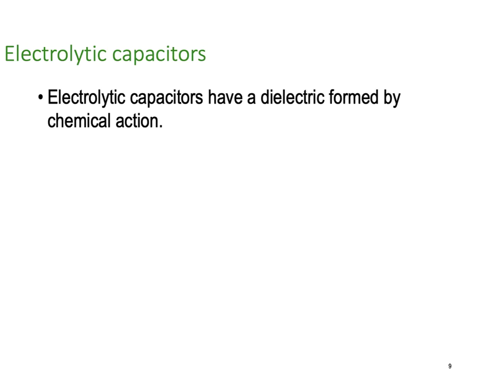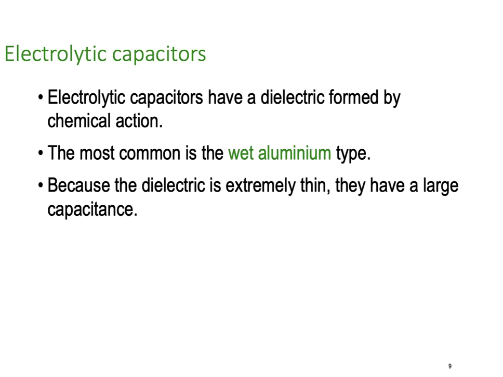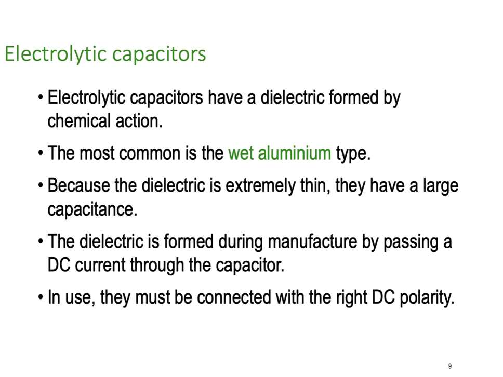Electrolytic capacitors. These capacitors have a dielectric formed by a chemical action, and these ones do have polarity. The most common is what we call the wet aluminium type. Because the dielectric is extremely thin, they have a large capacitance, but their voltage ranges tend to be low. The dielectric is formed during manufacture by passing DC current through the capacitor. In use, they must be connected to the correct DC polarity, so they can only be used with DC.